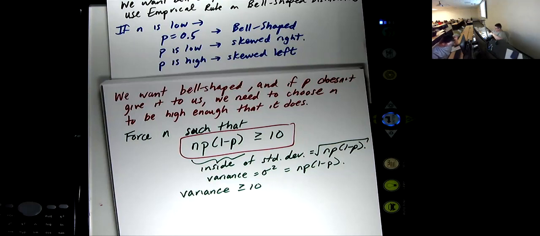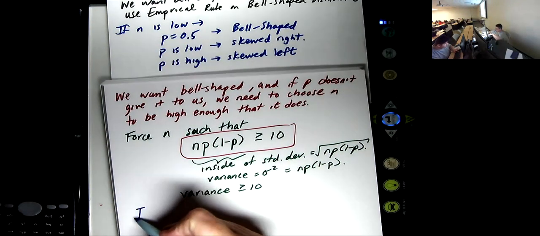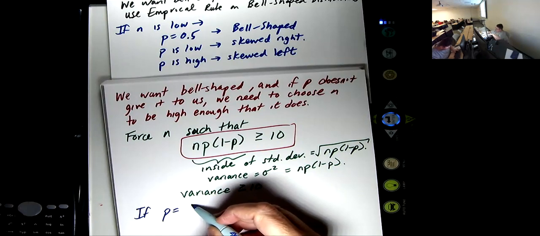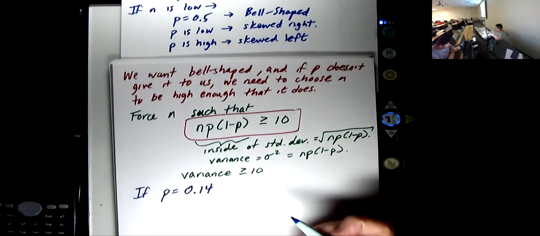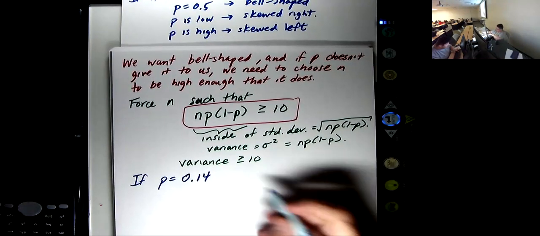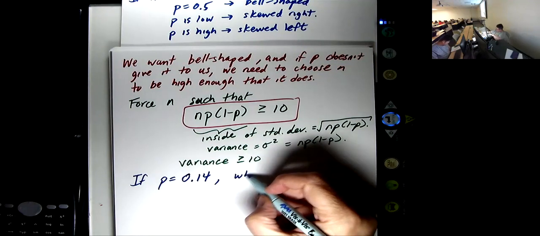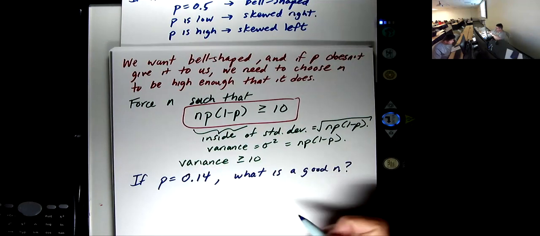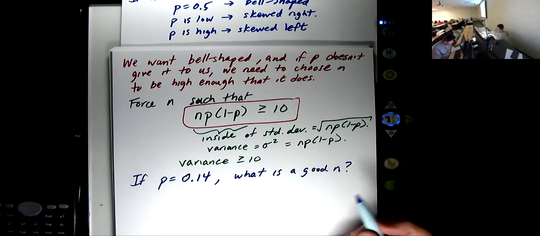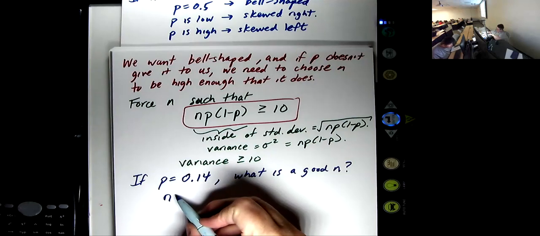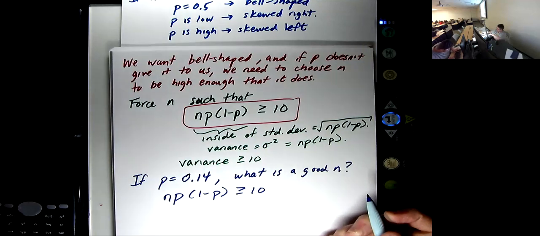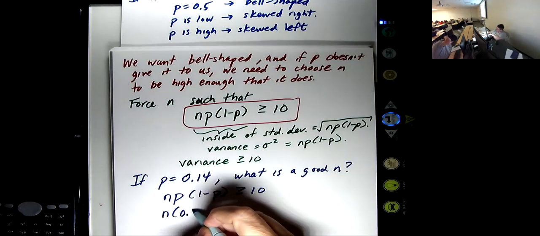Let's take a look at a specific example. Let's say P is 0.21. Nope, let's go with 0.14. We just had it. Let's use 0.14. What is a good N? Well, we can solve for it. We have N times P times 1 minus P needs to be greater than or equal to 10. And I'm going to plug in 0.14 for P.